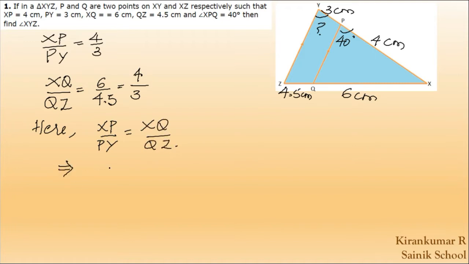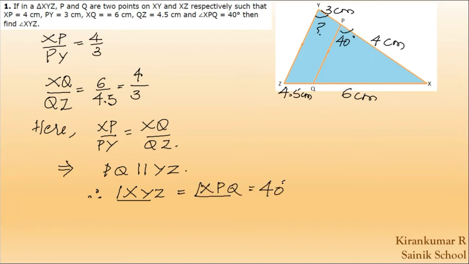This implies PQ is parallel to YZ. If the ratio of the sides are proportional, then the lines PQ will be parallel to YZ. Therefore, angle XYZ is equal to angle XPQ, which is equal to 40 degree.